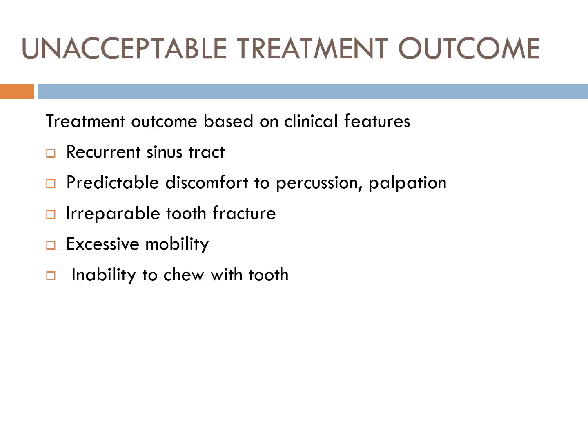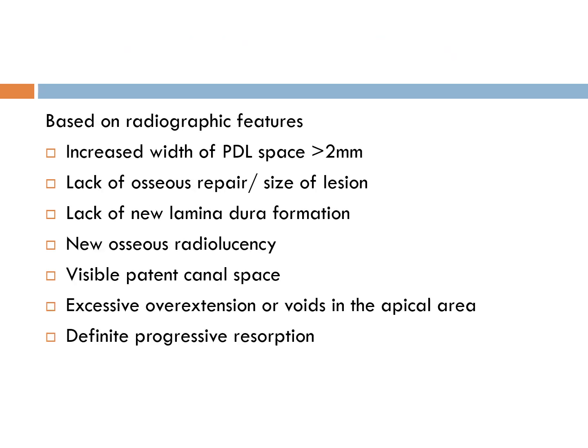Unacceptable treatment outcomes include a recurrent sinus tract, persistent discomfort to percussion or palpation, irreparable tooth fracture, excessive mobility, or an inability to chew with the tooth. And based on radiographic factors, unacceptable treatment outcomes include increased width of the PDL space, that is more than 2 mm, lack of osseous repair or decrease in size of the lesion, lack of new lamina dura formation, a new radiolucency, or a missed canal, that is a visible untreated canal space, or extensive overextension, or a void in the apical area, and definitive progressive resorption. In such cases, these are unacceptable treatment outcomes.